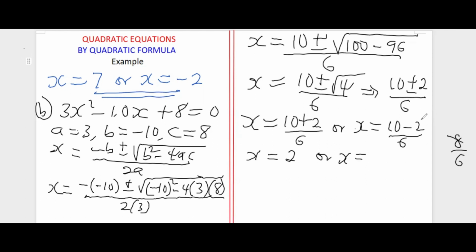But 8 over 6 is reducible. 2 in 8 is 4, 2 in 6 is 3. That is 4 over 3, which was the answer we got when we used the other two methods, factorization and the completing the square method. This has taken us through the three methods that we promised to use for solving quadratic equations.